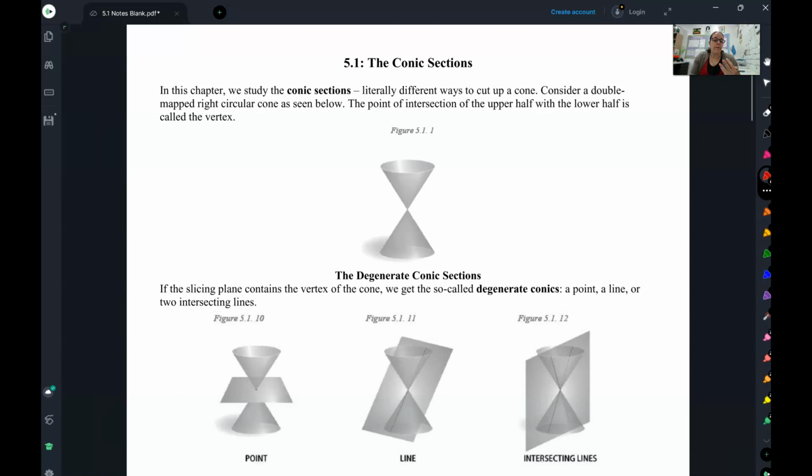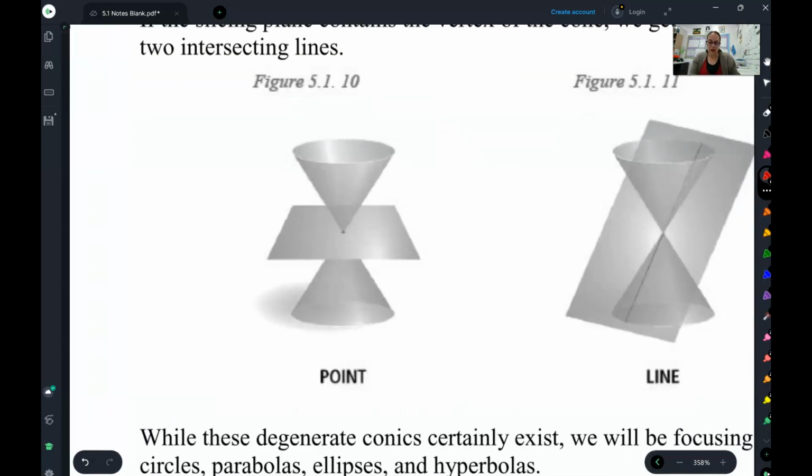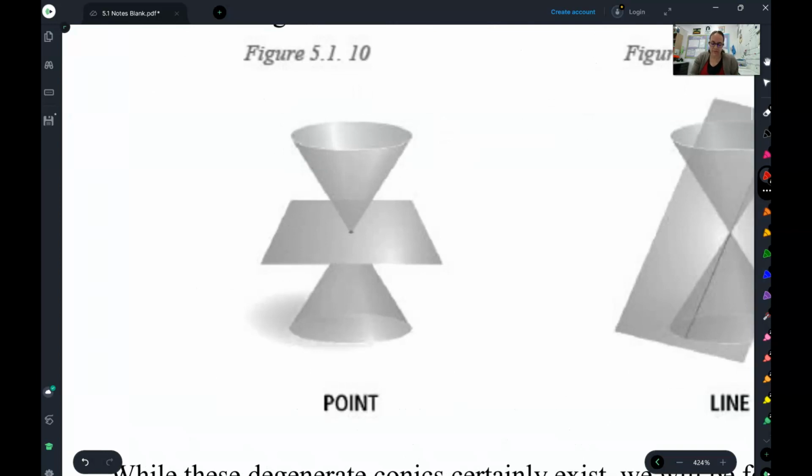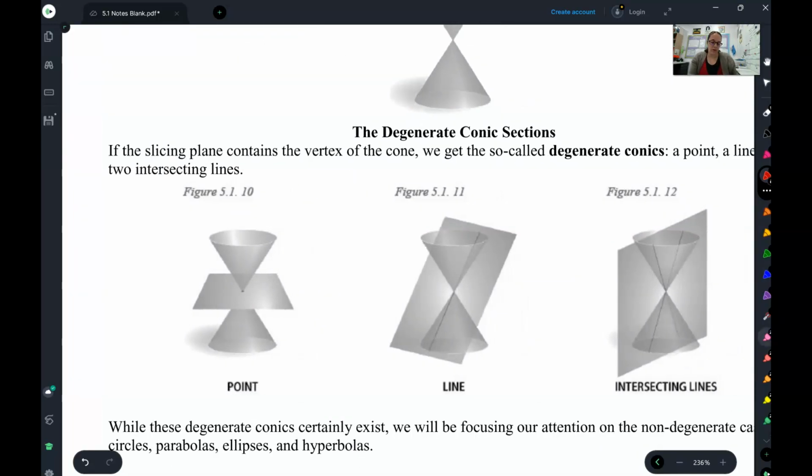Now, before we get into the four main shapes we're going to talk about in Chapter 5, let's talk about a couple ways to cut the cone that we don't really care about. For example, here, if I cut the cone exactly in the middle, I'm going to get a point. Cool. Not really much we can study about a point. So that's one of the ones we call the degenerate conic section. Basically means it creates a shape technically, but it's not very special and we can't really talk about it. So we don't really talk about a point.